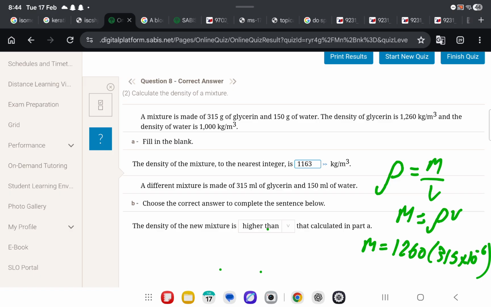So we have 0.3969 kilograms, or since we want it in grams, because this gave me my answer in kilograms, multiply by 1,000. I get 396.9 grams of glycerin. So immediately I have a bigger mass of glycerin. But let's check for water.